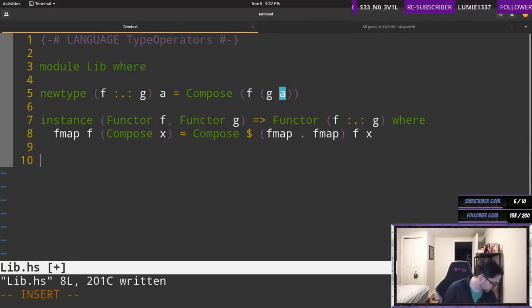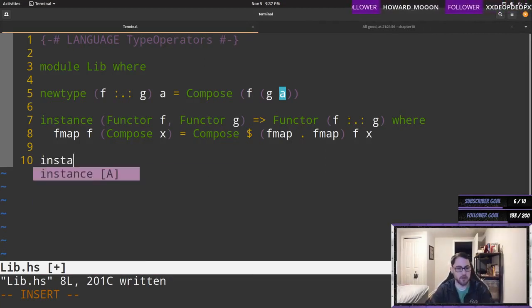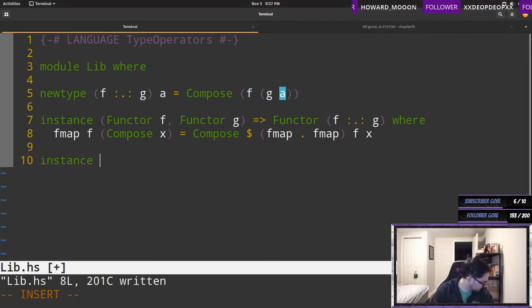Okay, so we can reuse the idea of mapping twice to obtain an instance for the composition of two traversable functors. I don't know why we're talking about traverse all of a sudden, but okay.